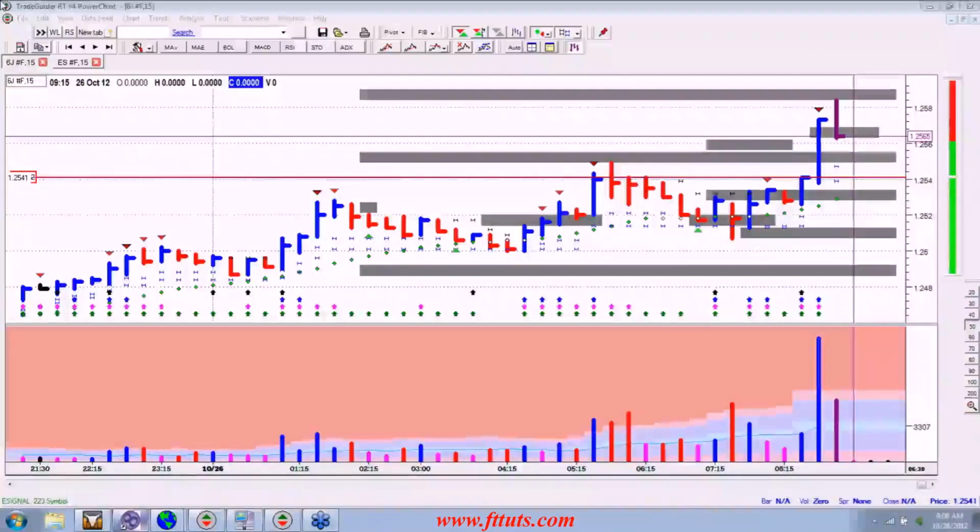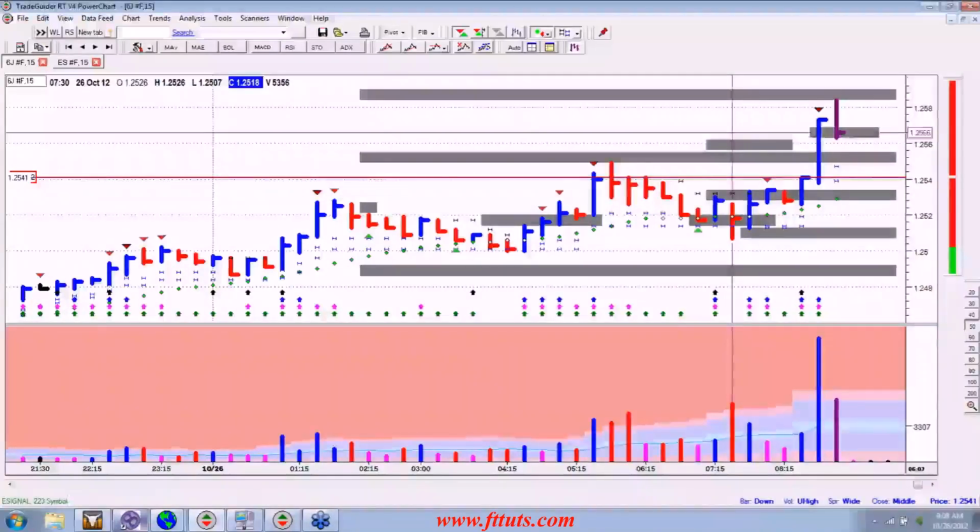Okay, Michael's asking, what do the colours in the volume pane signify? Great question. When we have it at the bottom here, and this is a 15-minute chart, when the volume gets into this salmon-coloured area, it means that it's unusually high compared to the last 15 bars behind it. So we're always comparing it to the last 15 bars.